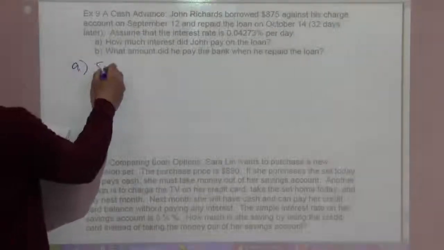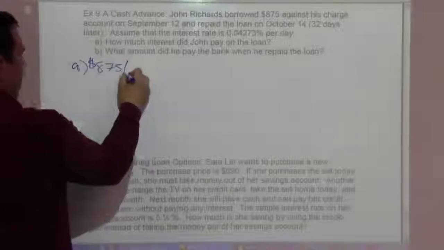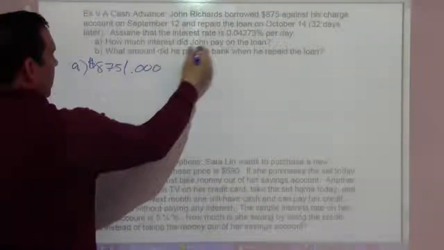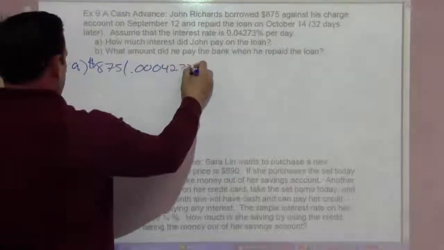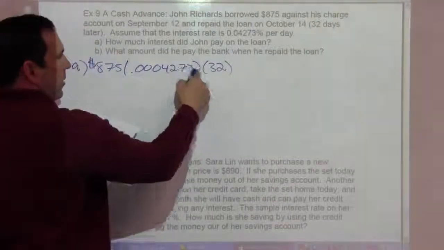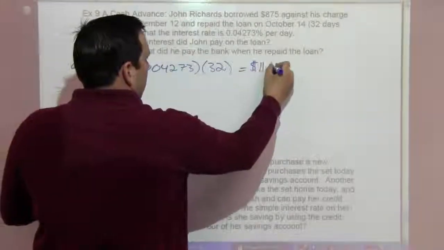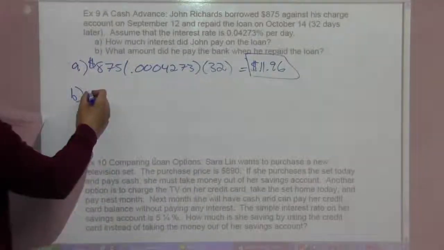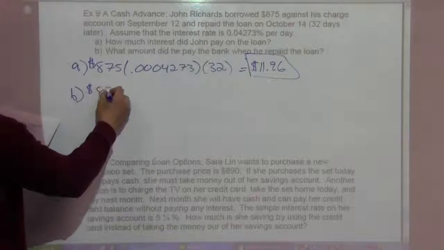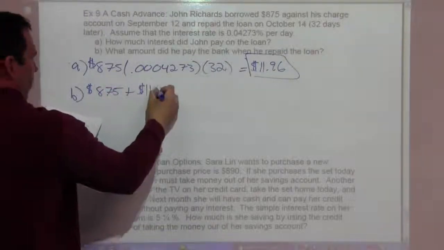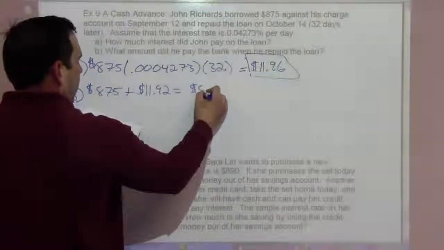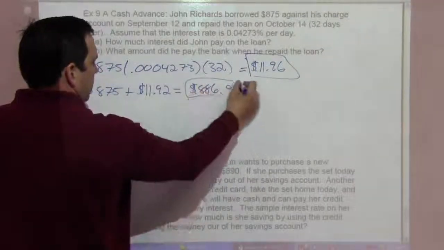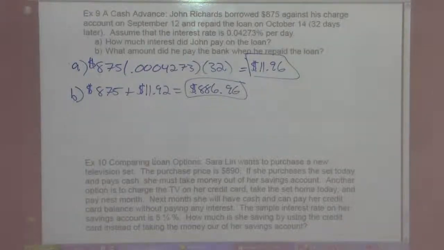So for A, it's $875 times 0.0004273, you've got to move it 2 places, times 32 days. This is the daily rate. 32 days is $11.96. For B, 875 plus 11.96 is 886.96. Feel free to pause. I'm going to move on to the last problem here.